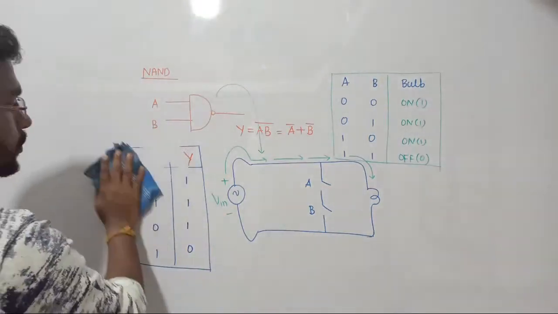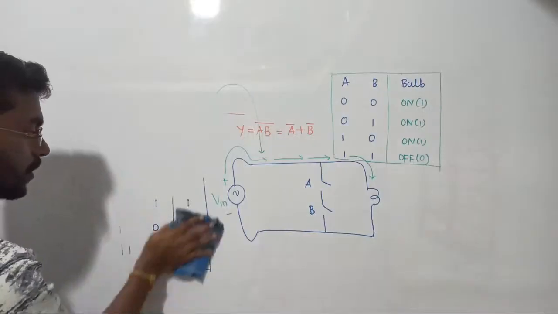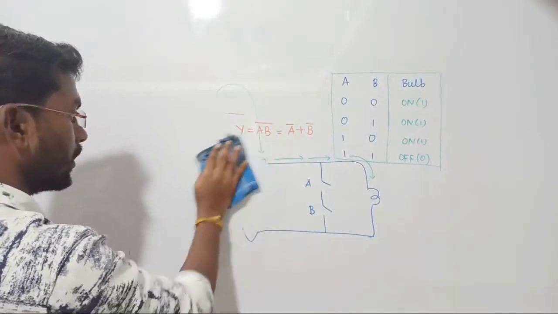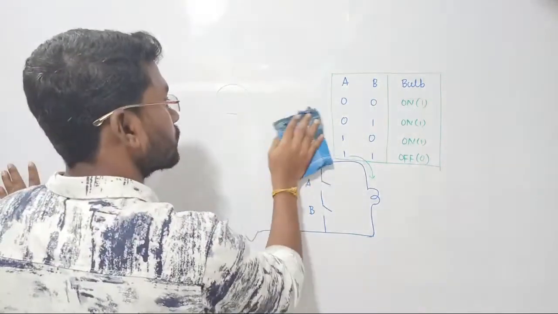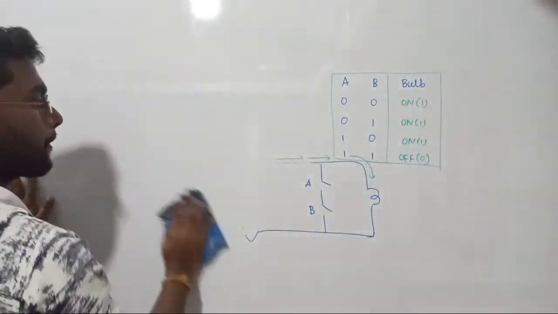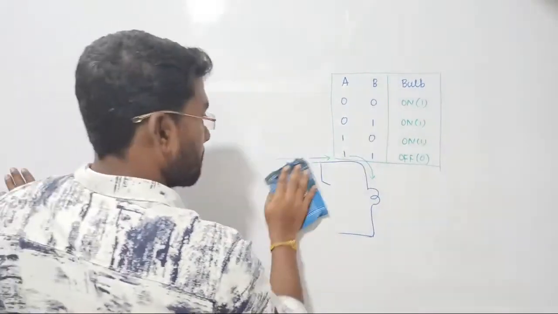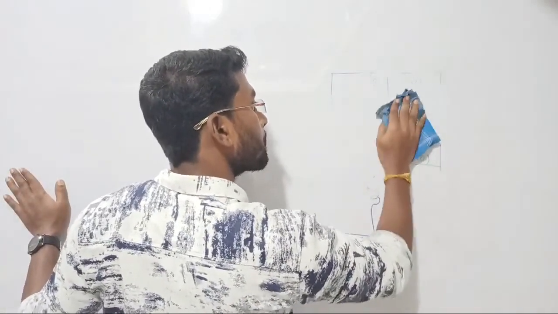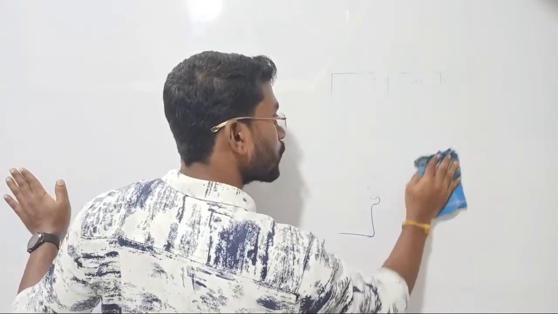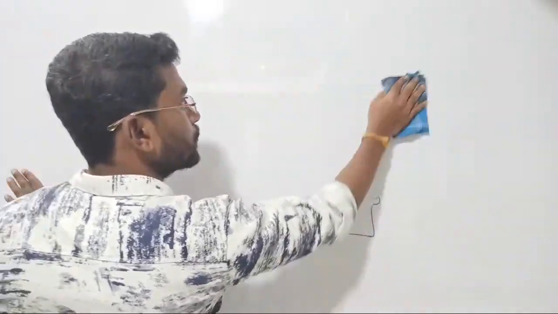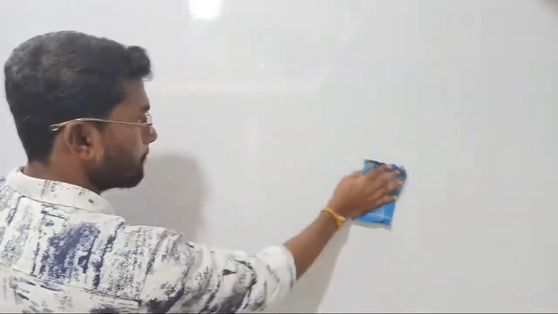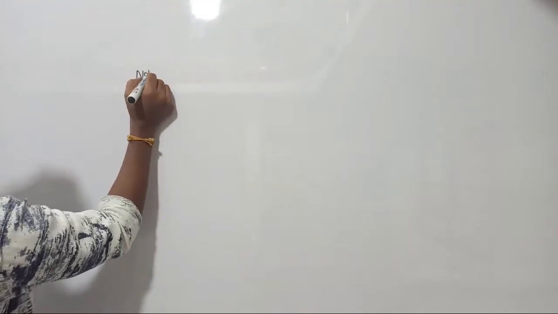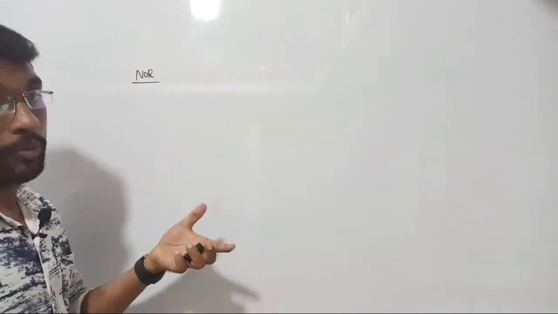Let me rub this one. So let us select the NOR gate, right? Let's perform the same operation. So next what we are going to do, we have to do the same thing for NOR. Can you please do it? Don't wait for me. I know you all have understood what I'm doing here, right?